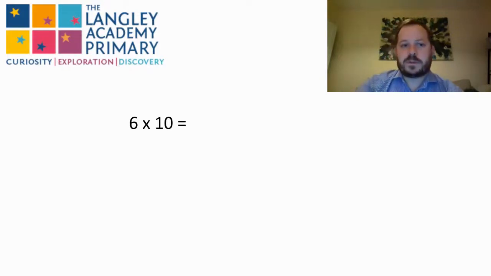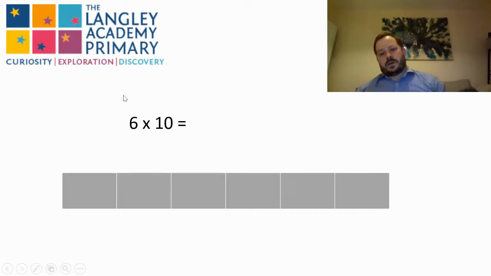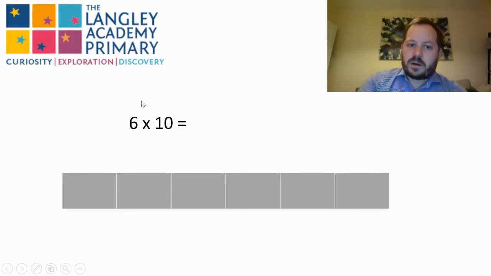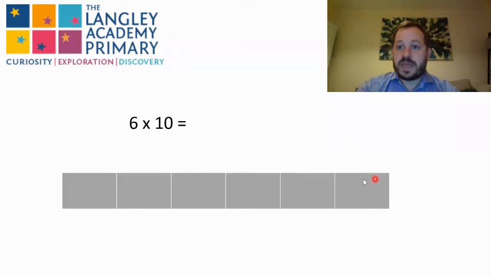Okay, so the first thing I need to do is create a bar model that will help us. So here's my bar model. I've got 6 ones, 6 items. So 1, 2, 3, 4, 5, 6. I've got my 6 blocks along here. That's my bar, 6 long, because that's my base.